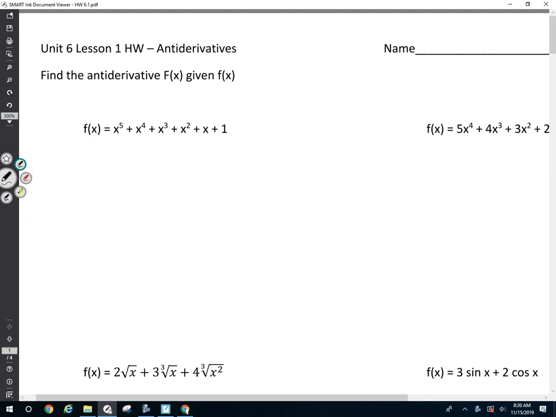6.1 homework on antiderivatives. Going backwards, we're finding big F, which we say is the antiderivative of F. This is the notation for antiderivative. We'll take the antiderivative of F.